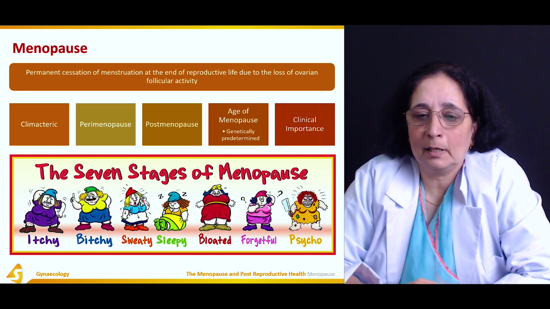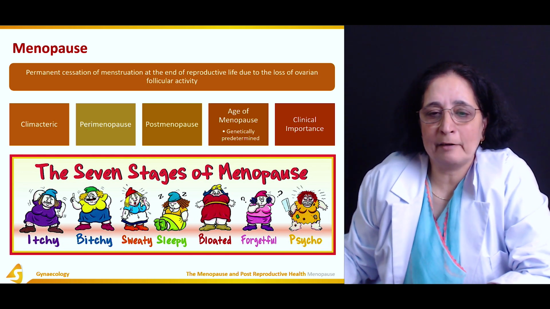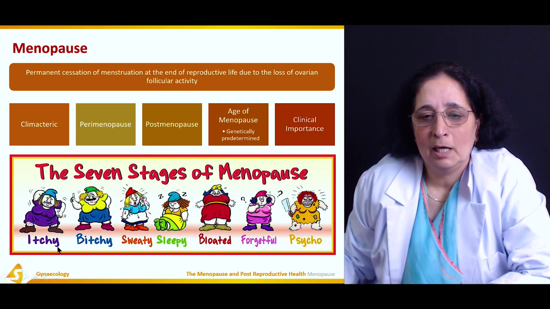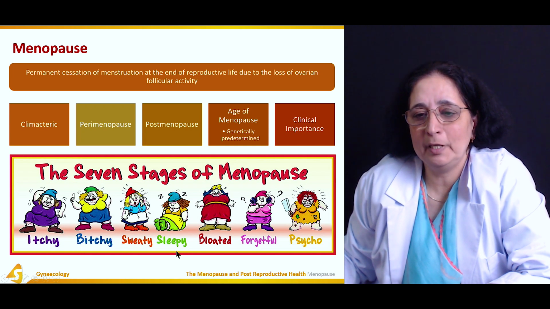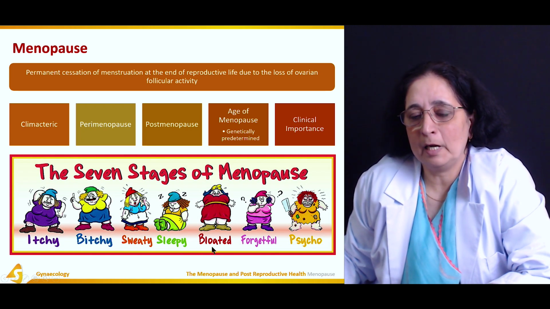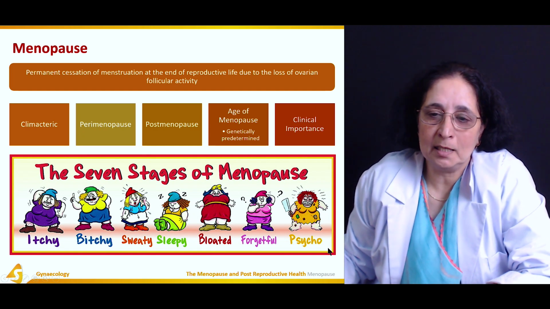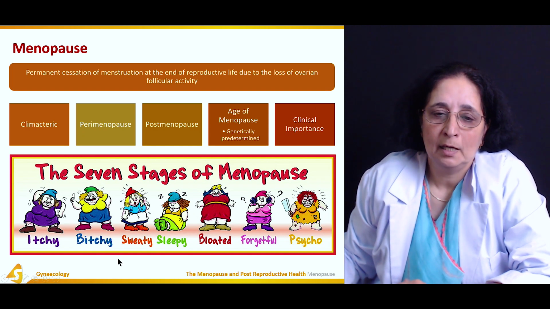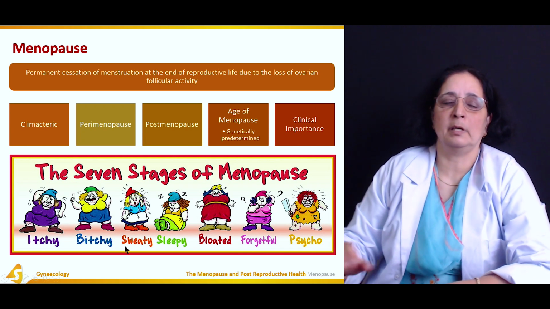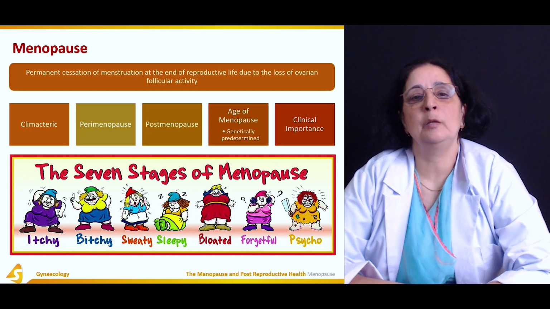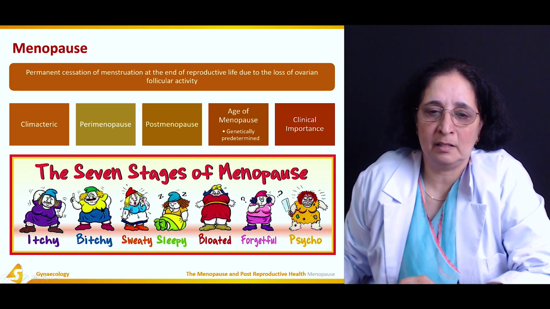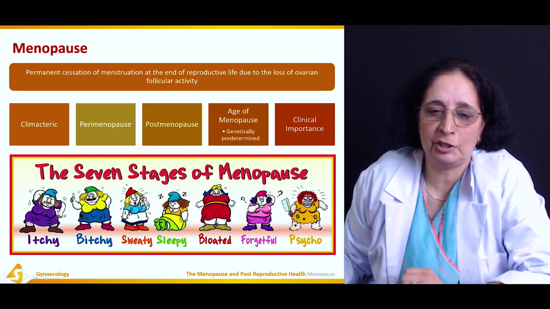Here they mentioned the 7 stages of menopause, called itchy, bitchy, sweaty, sleepy, bloated, forgetful, and psycho. These are some very common symptoms of the patient with menopause. There is itchiness, and the mood changes: there is fluctuation in the mood pattern. Anger and anxiety are there. So again, this comes under the bitchy feature of the female.